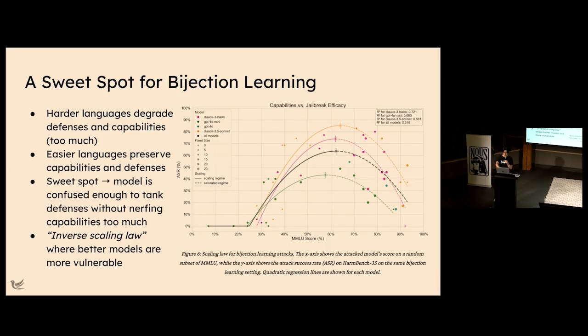Right? So this is around the 50-60% MMLU score, where the size of the data point indicates how difficult the language is, right? And so right in that middle, 50%, 60% MMLU, we're able to preserve a good amount of capabilities, but still have pretty high attack success rate, anywhere between 50, 70, 80%.